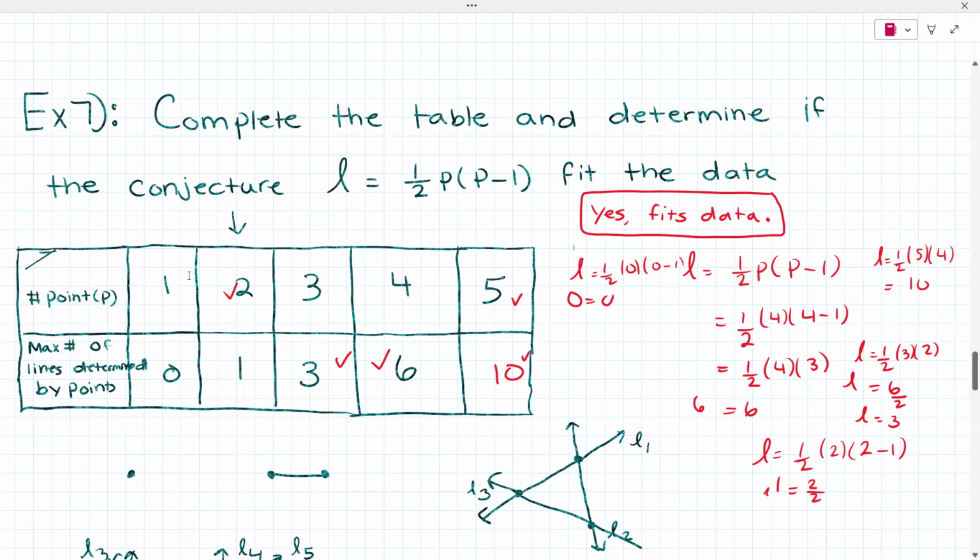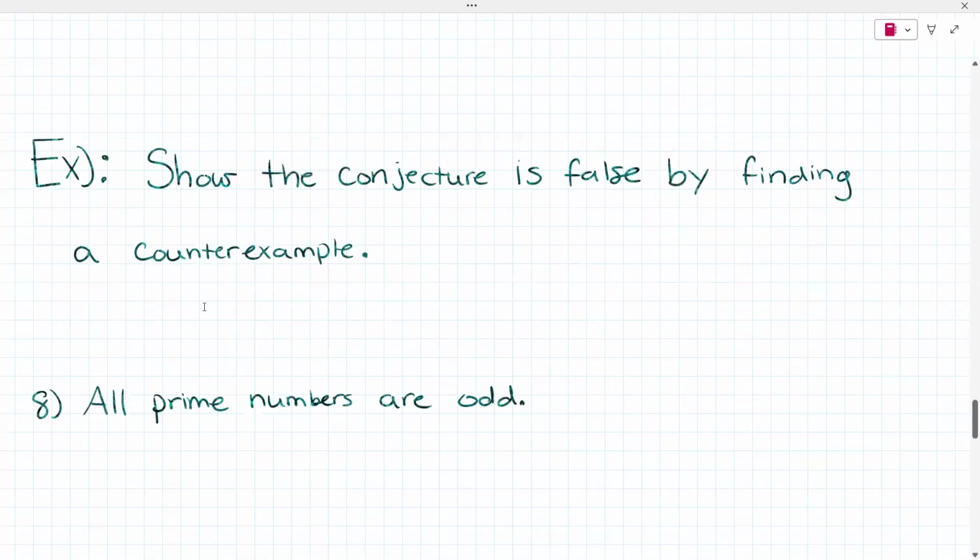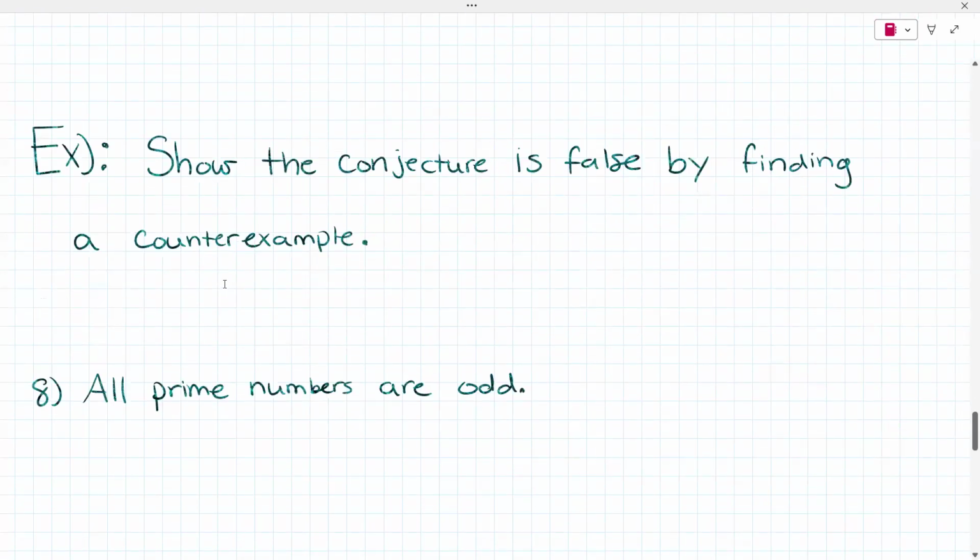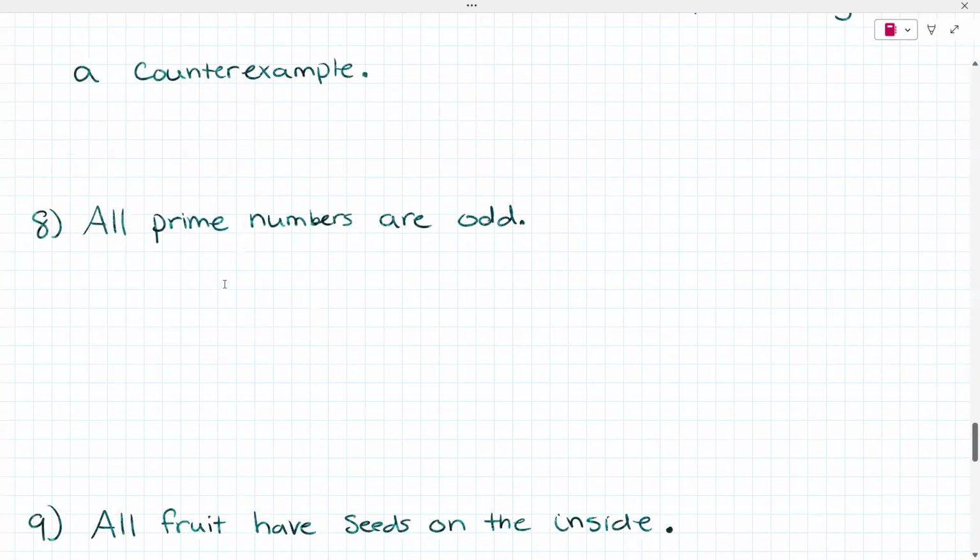Okay, next one says show the conjecture is false by finding a counterexample. So are all prime numbers odd? So what are some examples of odd numbers? Or all prime numbers are odd. So what are examples of prime numbers? A prime number can only be multiplied by one and itself.